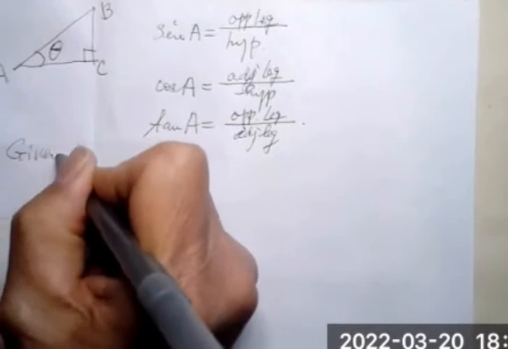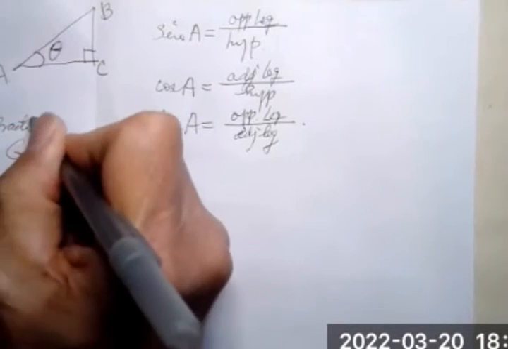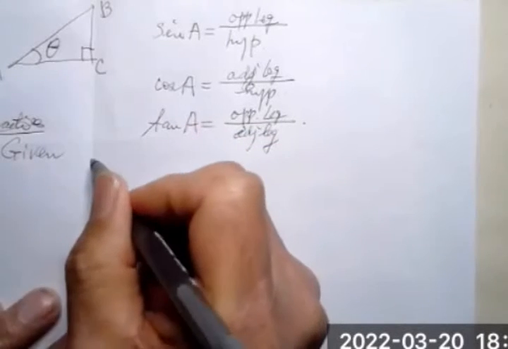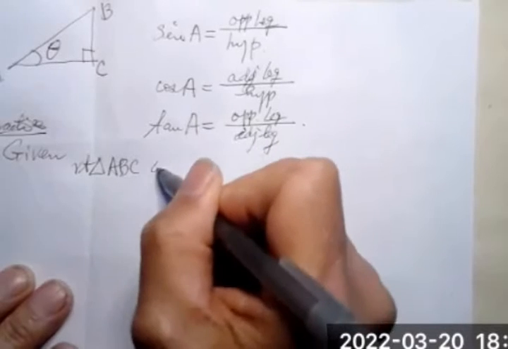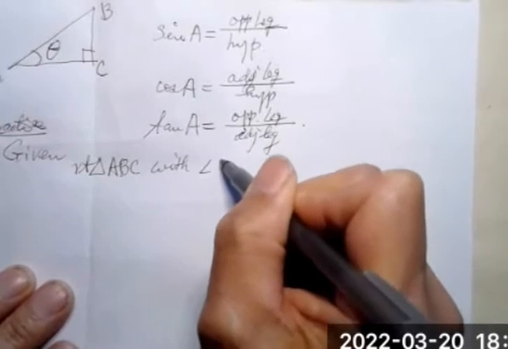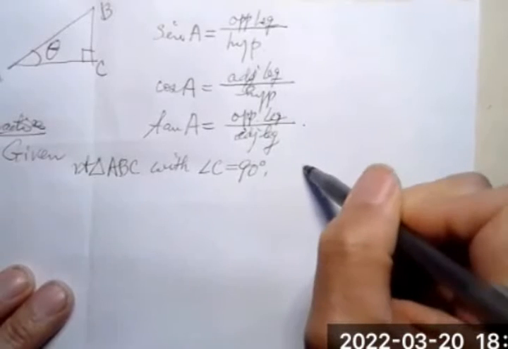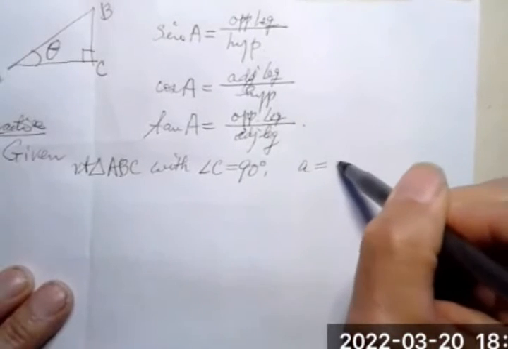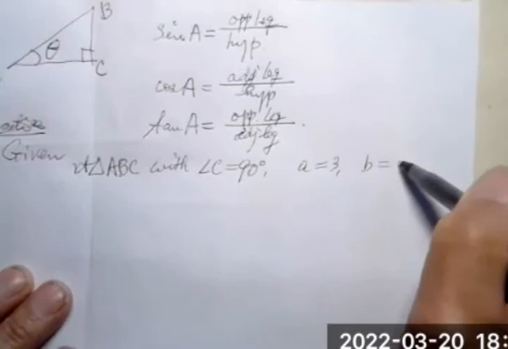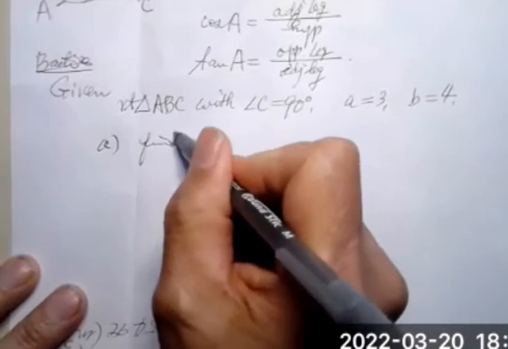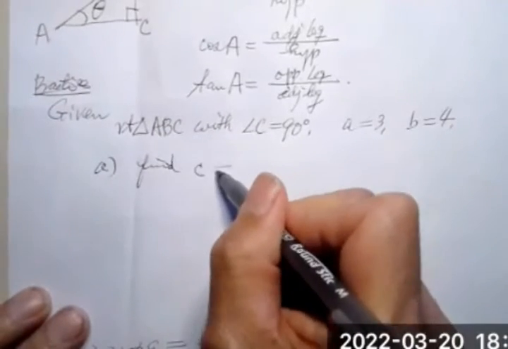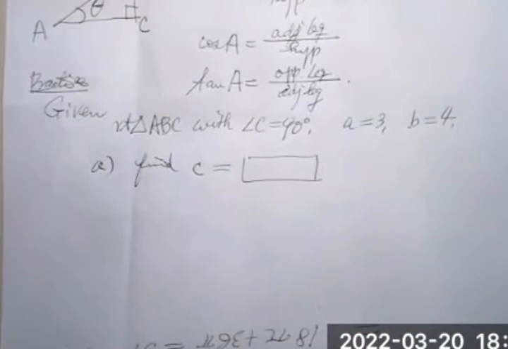Now some practice. Given the right triangle ABC with angle C is 90 degrees, a equals 3, b equals 4. Question A: find c, the lowercase c. Fast, give me the answer fast.